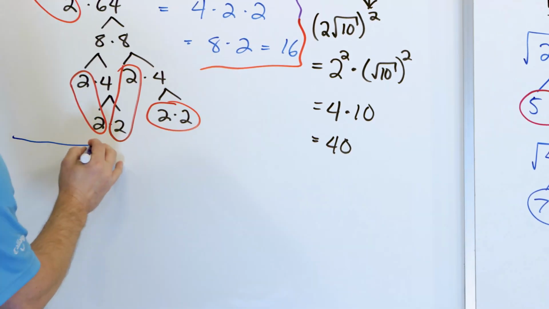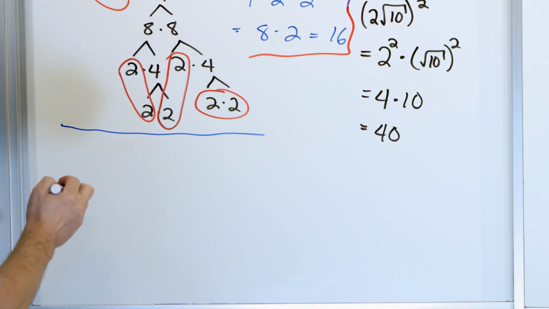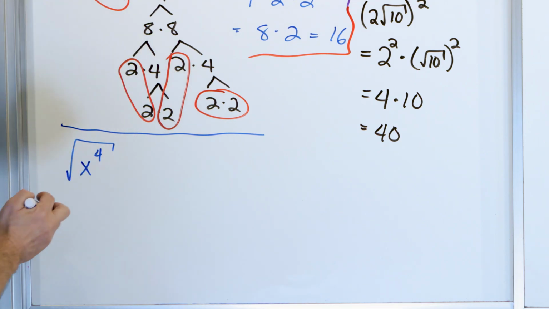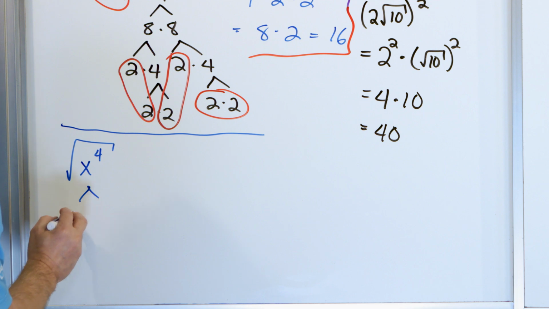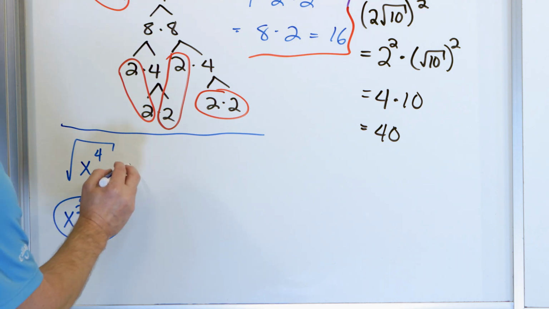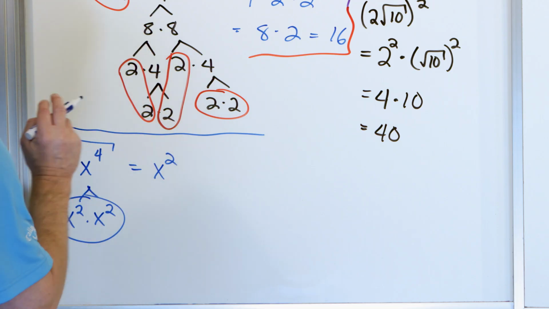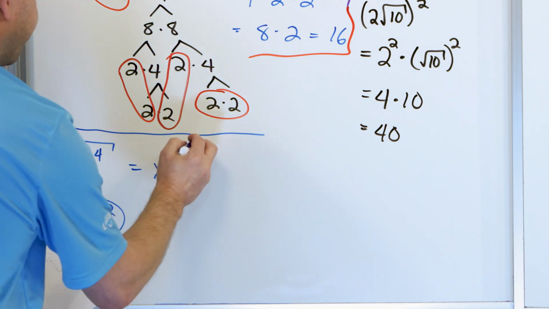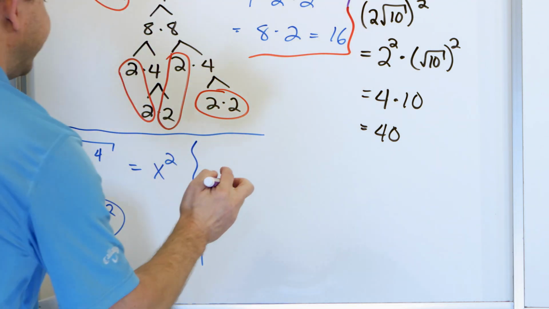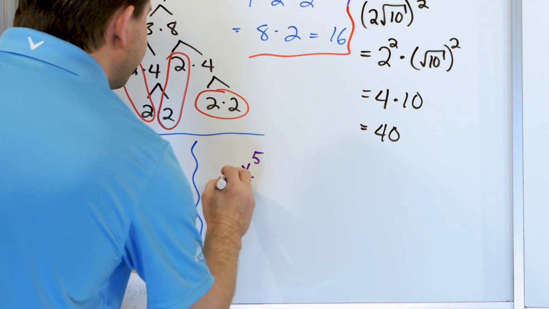There's only a couple of additional ones, but I wanted to show a few different things. What if I have x to the 4th power? I'm going to take the square root of that. Well, I know that x to the 4th power can be written as x squared times x squared. And here I have a pair, so I can say this is equal to x squared. All right? And then what if I have x to the 5th power? And I'm going to take the square root of that.